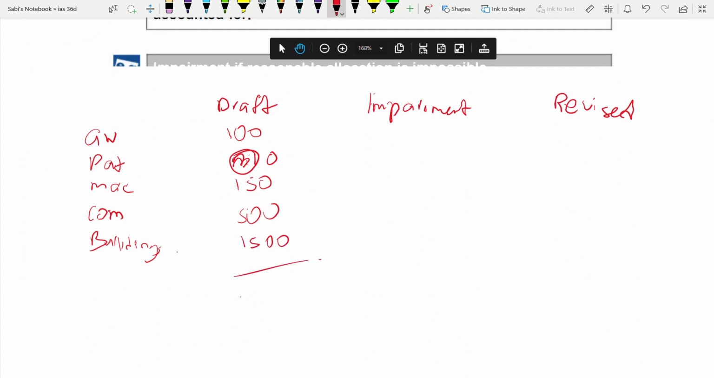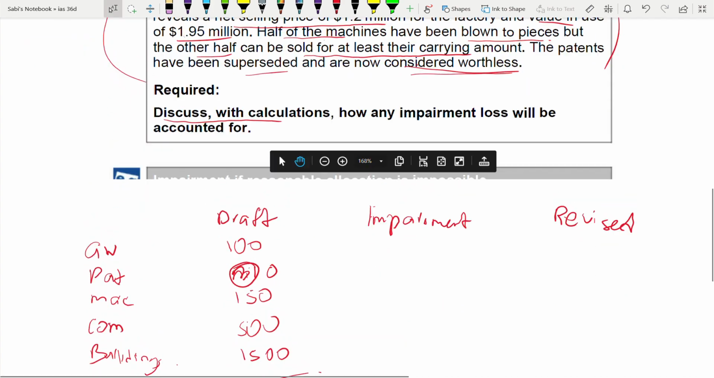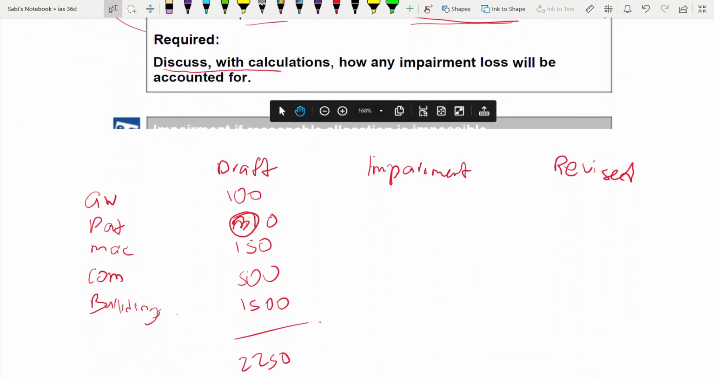If you add up, it will be 2250. Coming to impairment, you first need to do it against goodwill, right? Impairment is first against goodwill. So you deduct this 100. So you're left with nil. Patent, you cannot reduce anything because it's nil. So it will be 0.